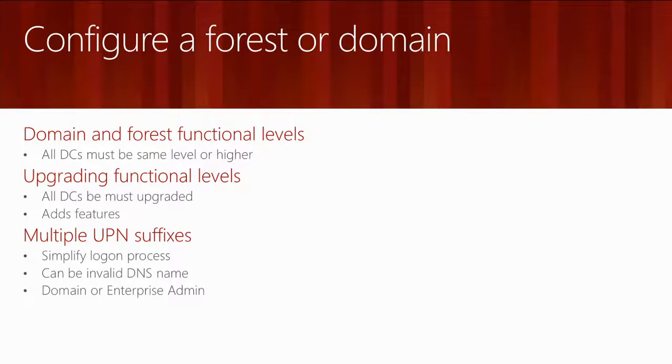It can be an invalid DNS name. That's a tricky one on the exam because you might see, hey, just have them log in with this, and you're like, what the heck is that? It's valid. Might be the answer. And then finally, domain or enterprise admin. That's pretty straightforward. If you wanted to add a UPN suffix, you've got to be one of those two.